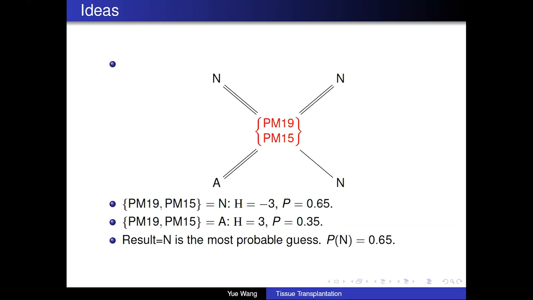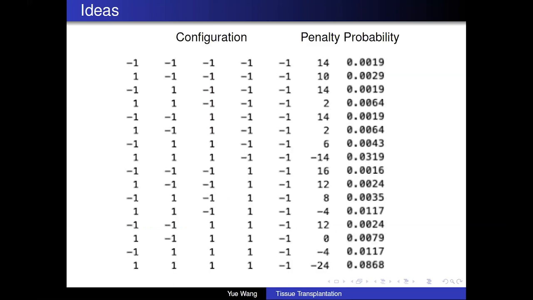Then we can calculate the corresponding probabilities. The probability of normal is 0.665. So normal is the most probable guess of this experiment with unknown results. So for each configuration of the unknown results, we can calculate the penalty, and then we can get the probability of this guess.